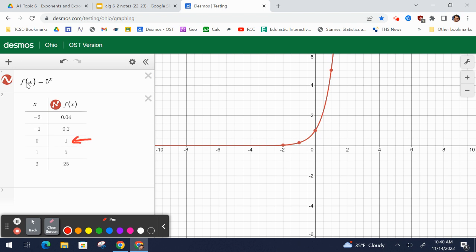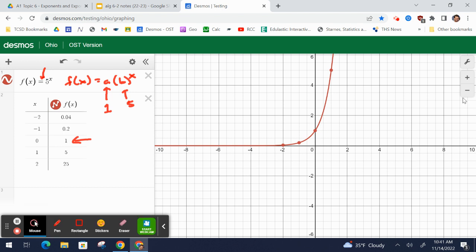If we take this as y equals a times b to the x, or f of x equals a b to the x, your b value is 5. This is the number by which we're going to multiply the y values to get the next y value. And this a value is your initial amount. Well, there's no number here, so the a value is 1, and that's why your y-intercept right here is 1.